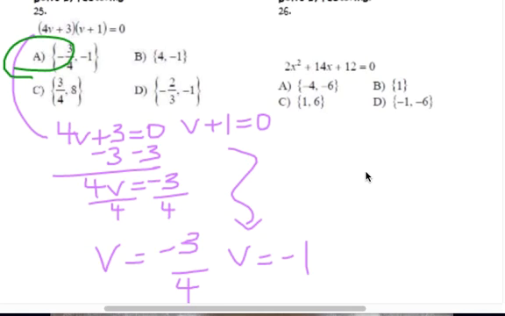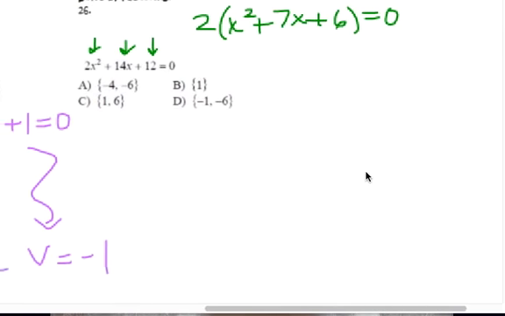Okay, and then in the last one, 26, it is not factored, so we need to factor that. What can we pull out of each of these terms first? 2. A 2. So we have 2 parentheses. We're left with x squared plus 7x plus 6. Don't forget your equals 0 on the end, or you might forget the next step, okay? First, you got to factor. Then, if you're solving, you have to set each parenthesis equal to 0.